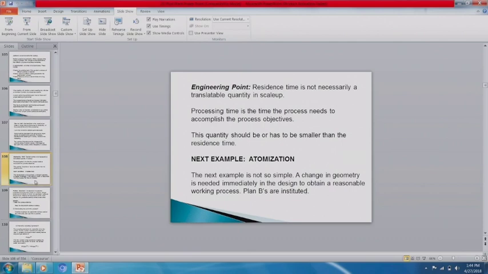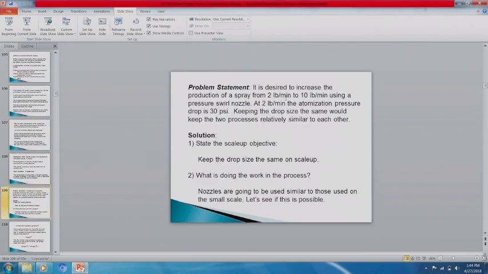Plan Bs are instituted. Okay, so it's desired to increase the production rate from 2 pounds per minute to 10 pounds a minute using a pressure swirl nozzle. At 2 pounds a minute, the atomization pressure was 30 psi. You're desired to keep the drop size the same between the two processes.